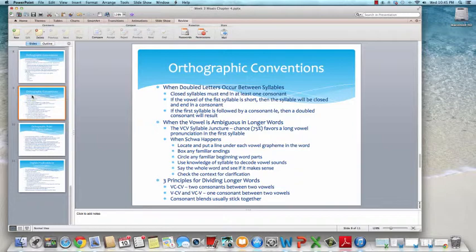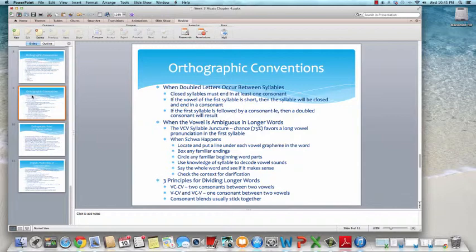Orthographic conventions. This occurs when double letters occur between syllables. So you always wonder, why am I doubling this consonant at the end to make it plural, or to make it present progressive tense, or to make it past tense? Well, here is why. If it's a closed syllable, it must end in at least one consonant. And remember, if you're adding morphemes such as ing and ed, it could change the amount of syllables that you're having. So you need that syllable to remain closed.